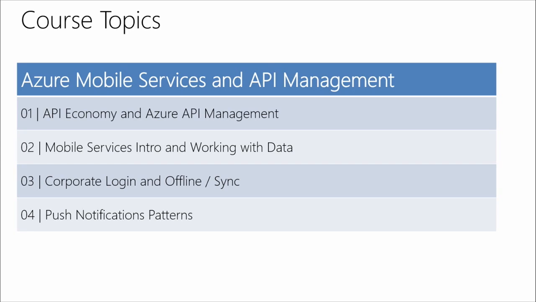So let's take a look at the topics that we have in store for you today. We're going to talk about 4 modules. The first one, we're going to talk briefly about the API economy and API management. That'll be Vlad and I. And then we're going to bring Kirill in, who's going to talk about mobile services and working with data, corporate login and offline synchronization, and then finally push notification patterns. So some great subjects that we'll be covering in the modules.